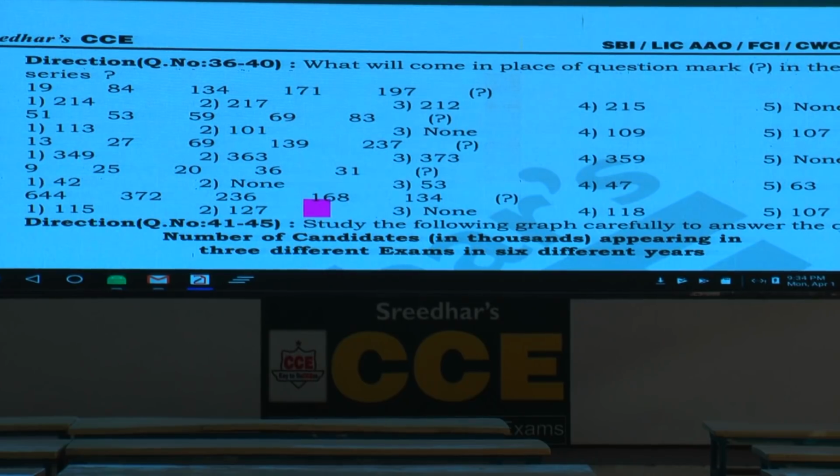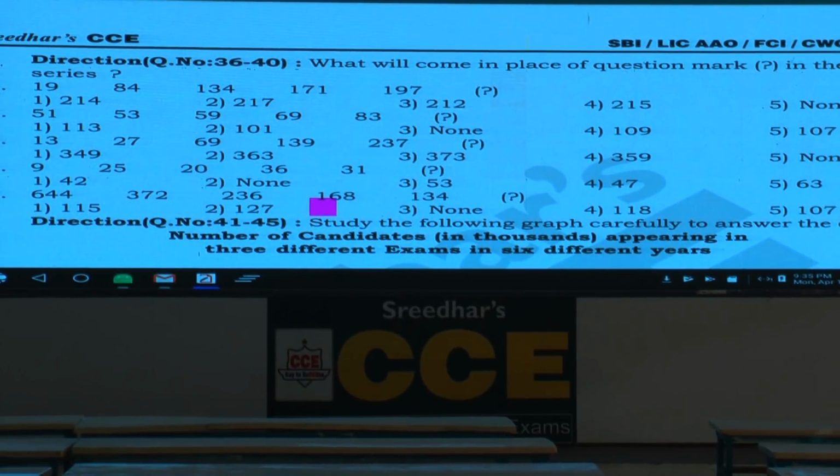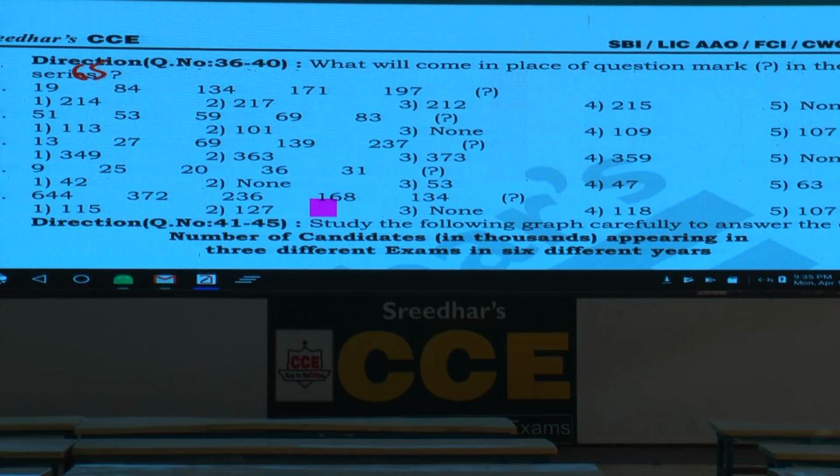As the numbers are increasing at a very small rate, here it must be the difference. What is the difference between 19 and 84? 65. Next, the difference between 84 and 134 is so much? 50. Isn't it? Next, 134 and 171, the difference between these two is 37. 171 and 197, the difference between these two is so much? 26. Are you following this? Now these are the differences.